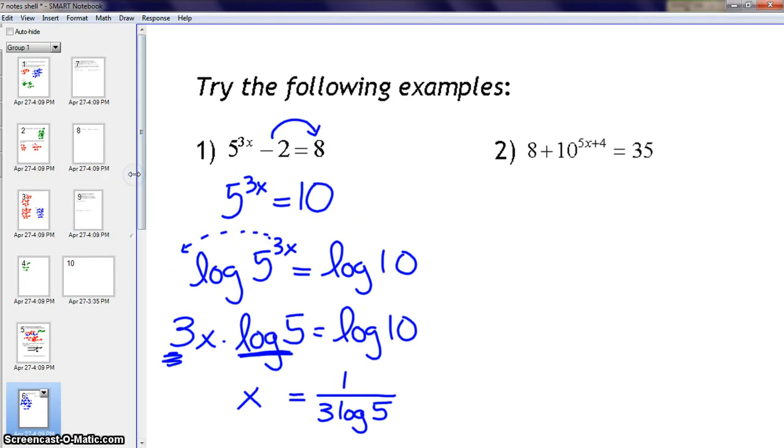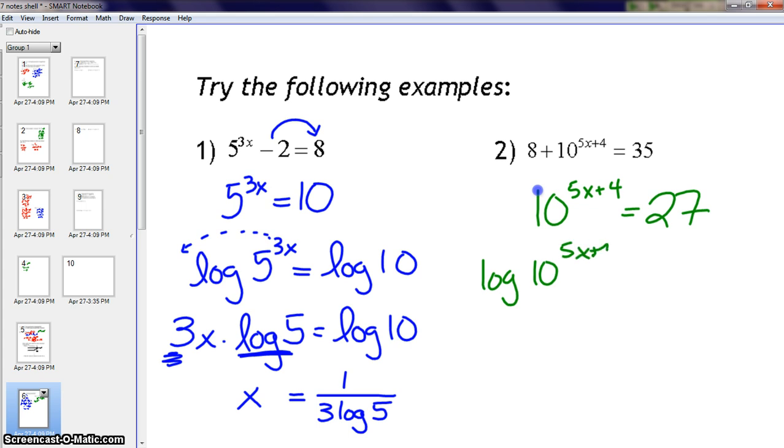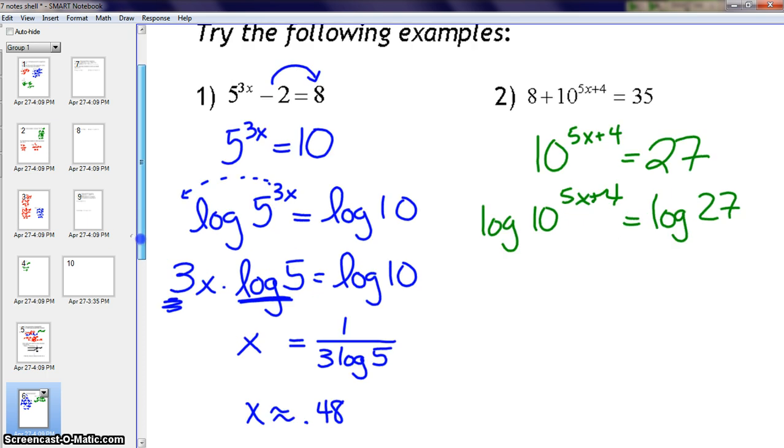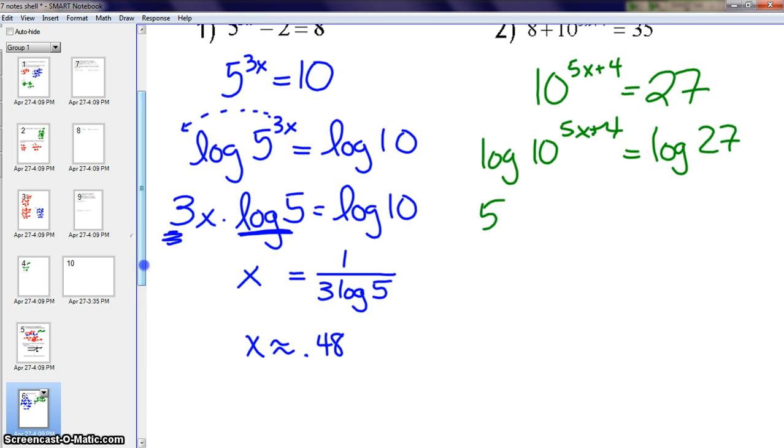Next problem. Our first move is going to be to get the exponential piece on its own. So I need to move that 8 to the other side by subtracting it. And then I'm going to take a log of both sides. So log on the left and the right. Then use my properties. So I'd have 5x plus 4 down in front times the log of 10 equals the log of 27.